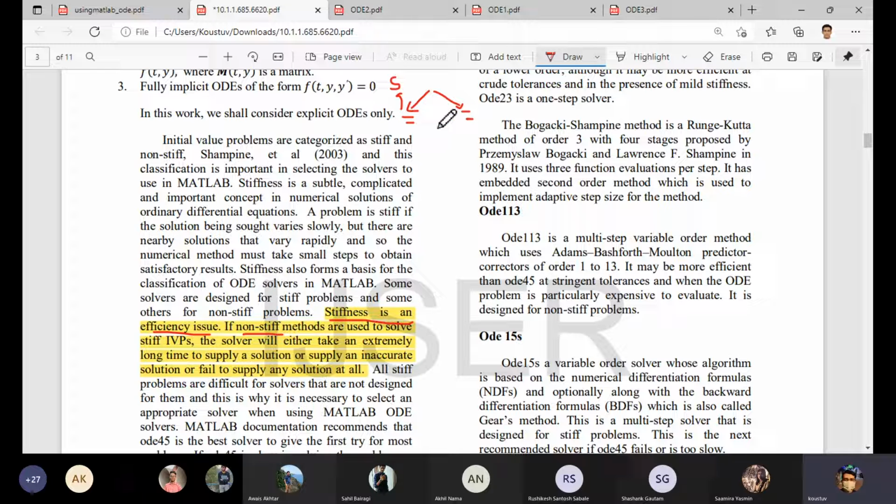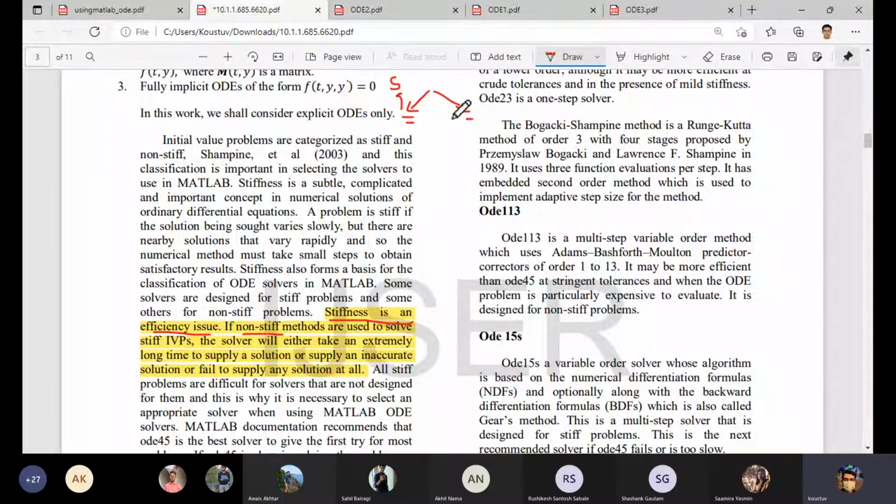MATLAB has both categories of solver. Non-stiff methods are often called ODE45 or the explicit Euler based methods. They are able to solve, but sometimes they will take an extremely long time to provide a solution, or they may provide an inaccurate solution, or even fail to provide any solution at all. So if the solver happens to be a non-stiff solver, it may or may not solve a stiff problem.